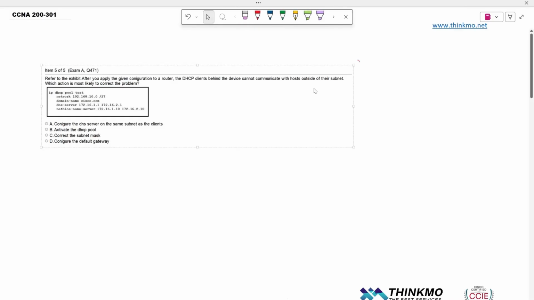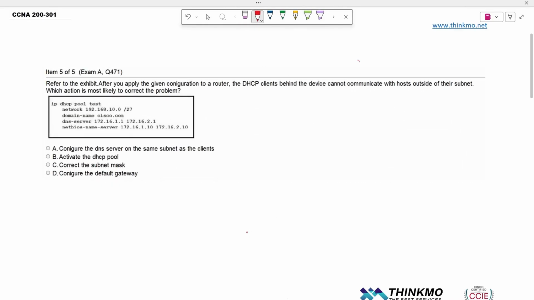For the fifth question, it says, let me enlarge it a bit first. The fifth question says, referring to the diagram, after applying the above configurations, the client and the subnet can't communicate with any hosts outside the subnet. This configuration mainly involves the operation of the address pool, right? In this address pool, the subnet is declared along with its domain name, which is cisco.com. Then there's the DNS 172.16.1.1 and a backup DNS, which is 172.16.2.1. And then there's also the server for the network domain name.